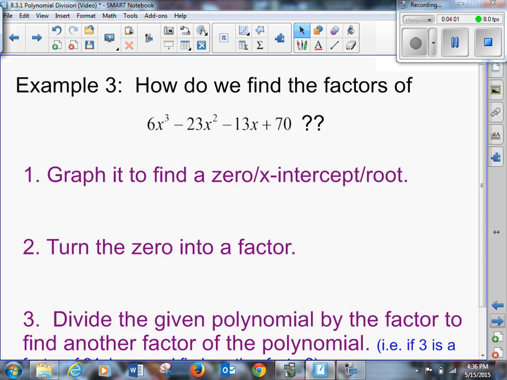So now the question becomes, how do we find the factors of a polynomial that's something other than a quadratic? For example, we've got 6x cubed minus 23x squared minus 13x plus 70. Here are the steps that we go through in order to find all the factors of that. First of all, we're going to graph it to find a 0. And again, remember, a 0 is the same thing as an x-intercept or a root.